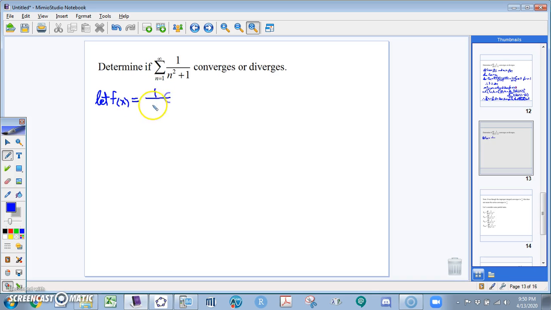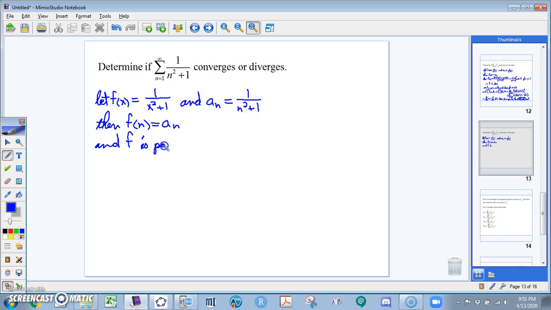So 1 divided by x squared plus 1, and let a sub n, or b sub n, or whatever you want to call it, be 1 divided by n squared plus 1. Then the function does indeed equal the sequence at all the natural numbers, and I know that f is definitely positive. It's positive everywhere. It is continuous. In fact, that's the Witch of Agnesi shape. And we know it's decreasing. We're not going to prove that with derivatives. We know that function well enough.